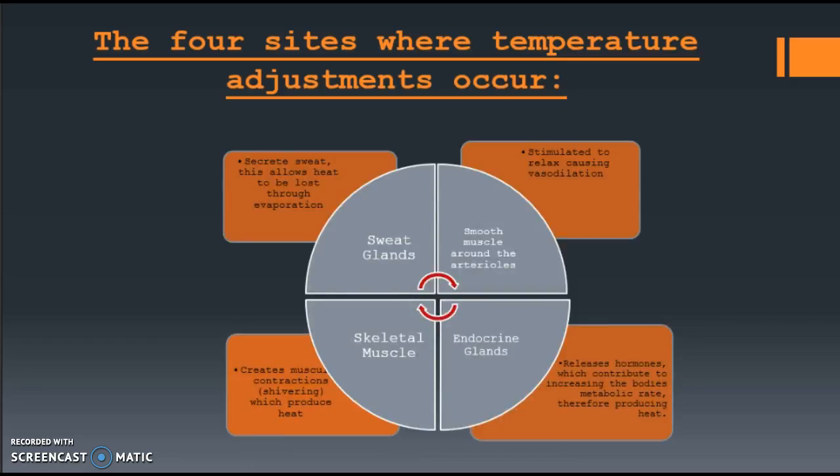So these are the different 4 types. This is just sort of an overview. So they secrete sweat in the sweat glands, which allows the heat to be lost through evaporation. The smooth muscle around the arterioles is stimulated to relax, causing vasodilation. The endocrine glands release a hormone which contributes to increasing the body's metabolic rate and therefore will produce more heat. And lastly, the skeletal muscles create a muscular contraction, which is the shivering, which produces the heat.